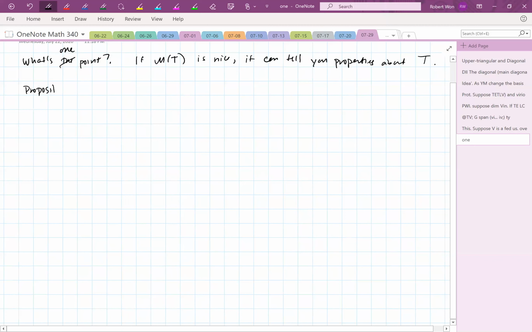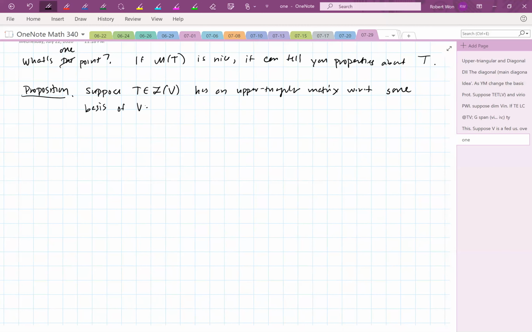Okay, so I won't prove this. It's in your book, but I'm just including this as a why would you ever want to upper triangularize. So suppose that T has an upper triangular matrix. Remember, this is always possible if the field is C, but it's not necessarily always possible if the field is R.